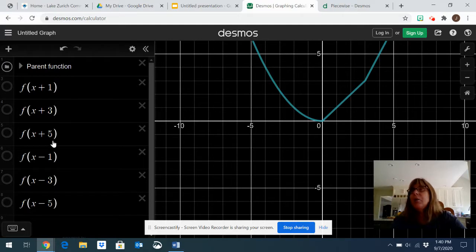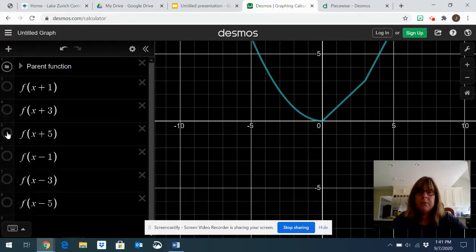All right, everybody get in your head a visual of how this blue graph is going to translate. Is it going to translate right or left? Is it going to translate up or down? Is it going to translate 5 spaces or 4 spaces? How many?